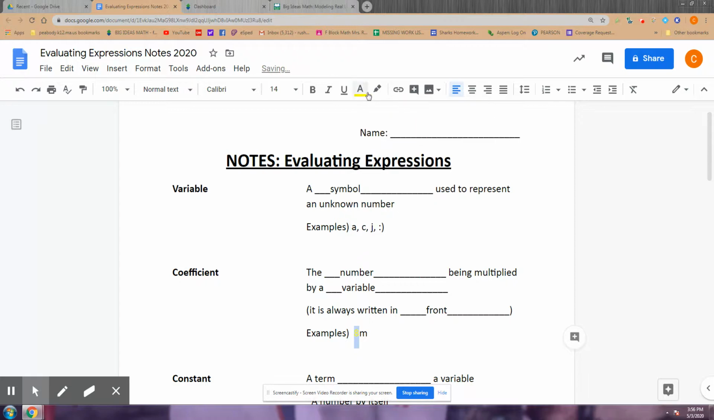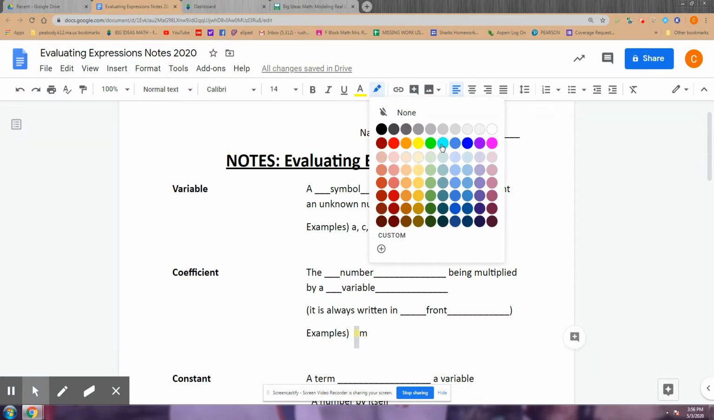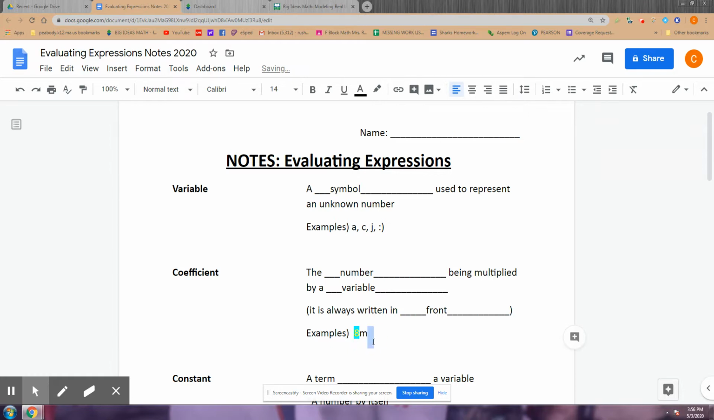Let's do this. There we go. So if you see, I highlighted just the 8 because the 8 is the coefficient. It's the number connected to the letter or connected to the variable, and it's written in front. I kind of think about it too like coefficient, like a co-pilot. The co-pilot flies with the pilot. The coefficient has to be with the letter, with the variable.